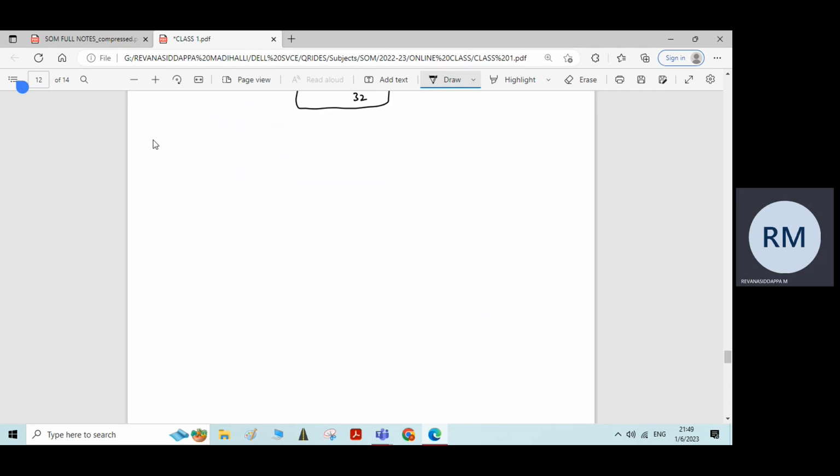Now in another example, we will take a hollow rectangular section.